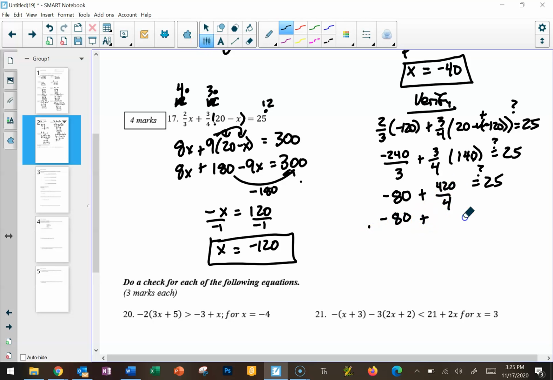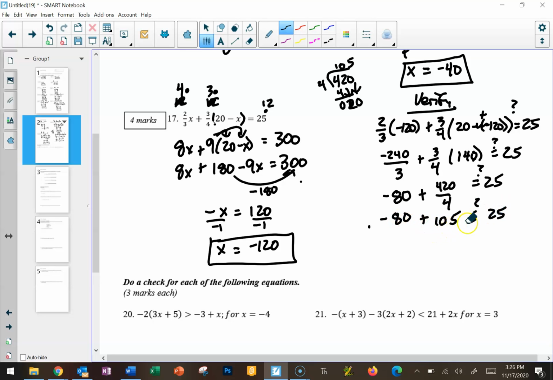Plus 420 divided by 4, well, I hope it's 105, so let's do a quick little math in the margin here. 420 divided by 4, 4 goes into 4 one time. 0, how many times does 4 go into 2? It doesn't go in any times, so I can bring down the other one. 0, how many times does 4 go into 20? 5, so 105. Does that equal 25?